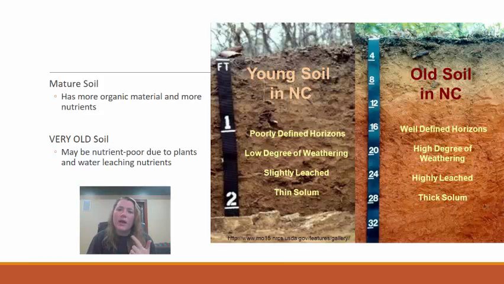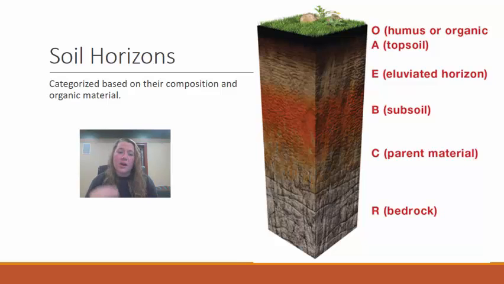We'll talk a little bit about those soil horizons. Soil horizons are based on their composition and the amount of organic material. This diagram here on the right, you are going to need to know, and know the order of the layers. It's not really all that hard to remember because at the top we have O for organic, and if you think about it, organic material is obviously going to be near the surface.